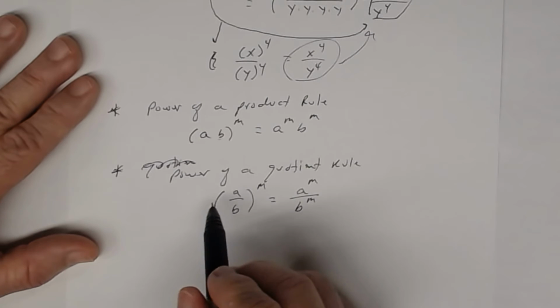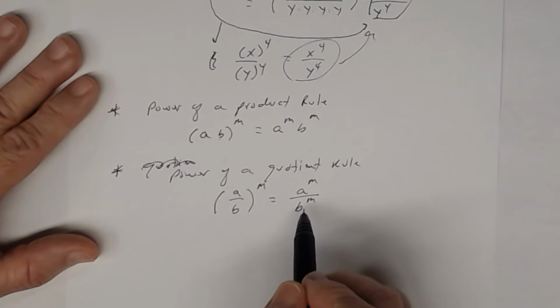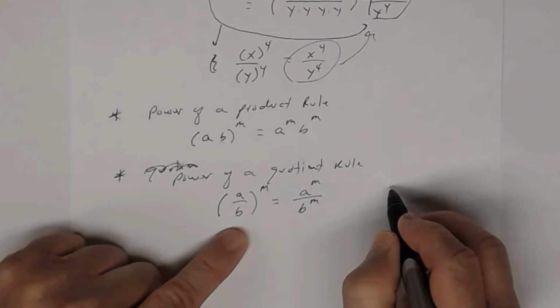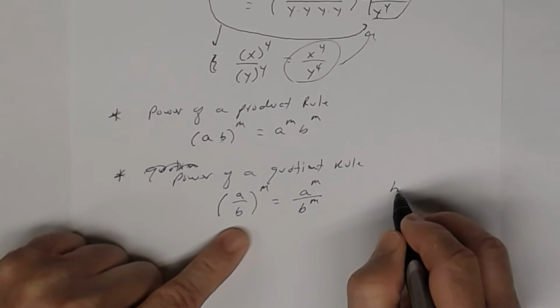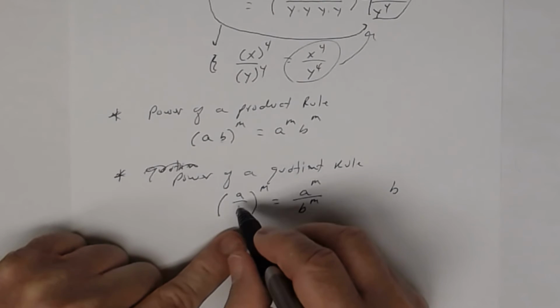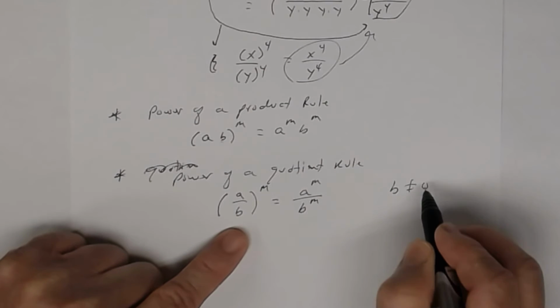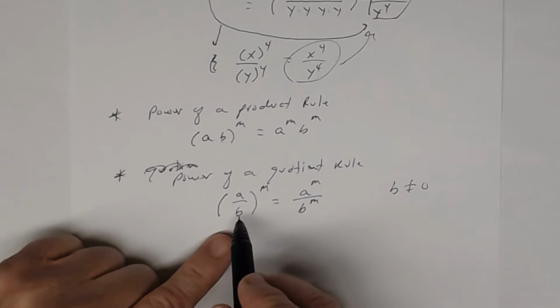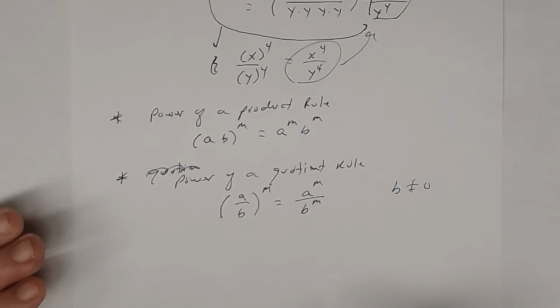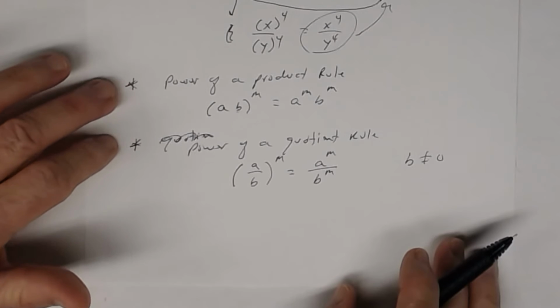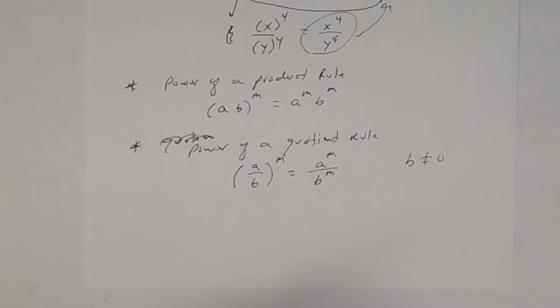Okay? Now, just remember, whenever you have a fraction, your denominator cannot be 0. So usually you'll see people say that when you have a power of a quotient, you just have to make sure that b does not equal 0, because that's undefined. You cannot divide by 0. All right. So we're going to go ahead and do some examples using those properties. So let's look at this example.